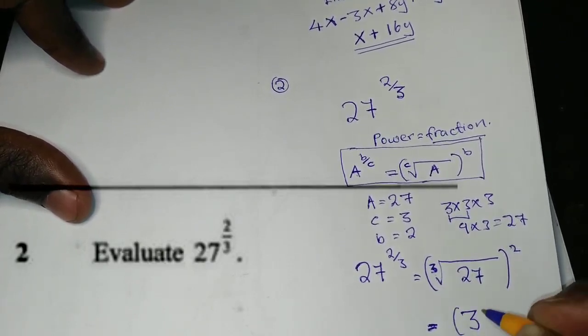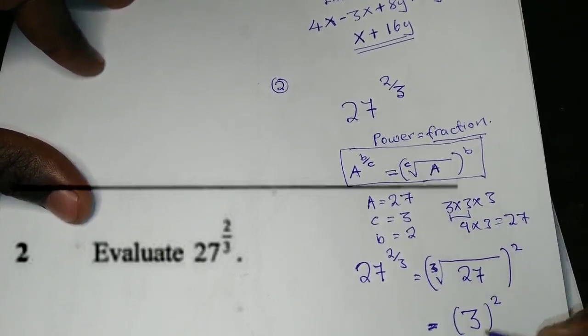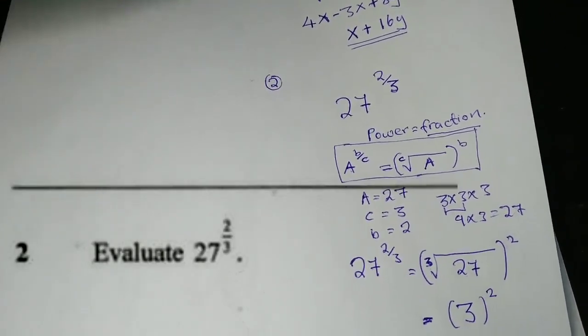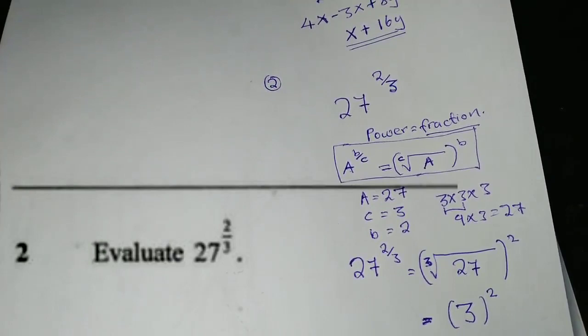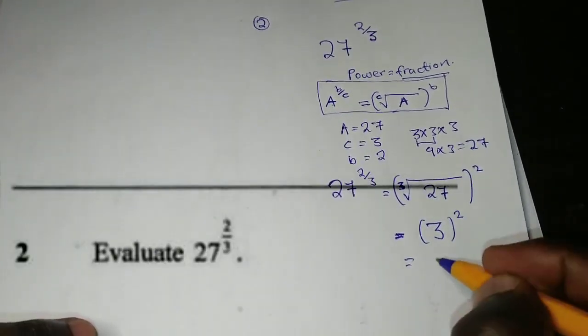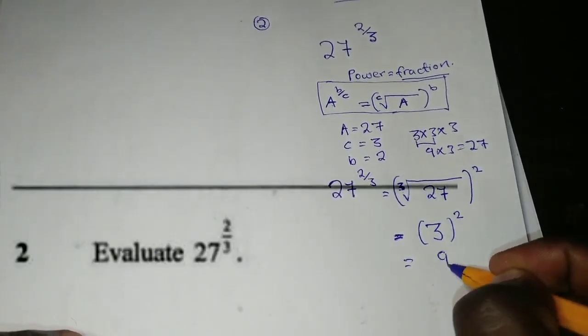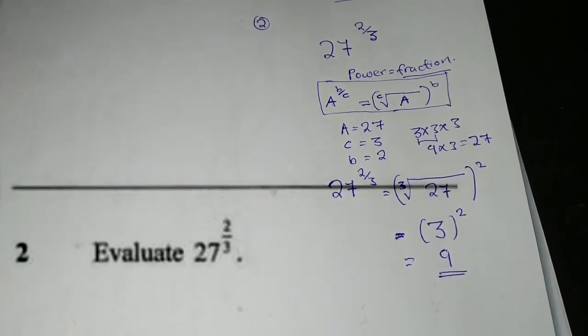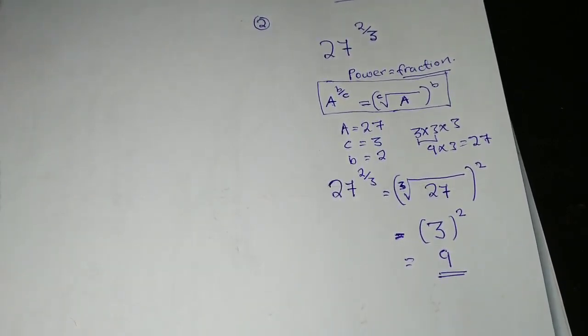Remember we have got a 2 there, so 3 squared. What is 3 squared? 3 squared happens to be 9. And we have simplified this question.